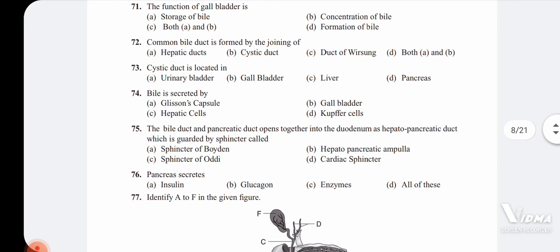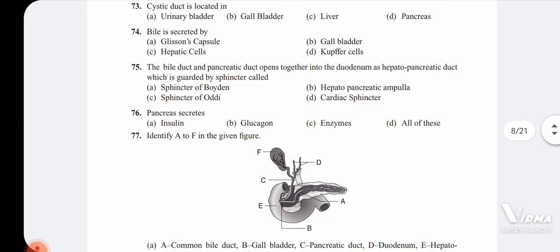73rd, cystic duct is located in. The cystic duct is located inside the gallbladder. Next, 74th, bile is secreted by. The bile is secreted by the hepatic cells which are present inside the liver. The Kupffer cells are also cells of the liver.